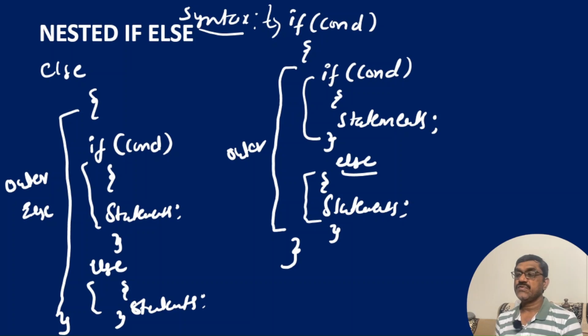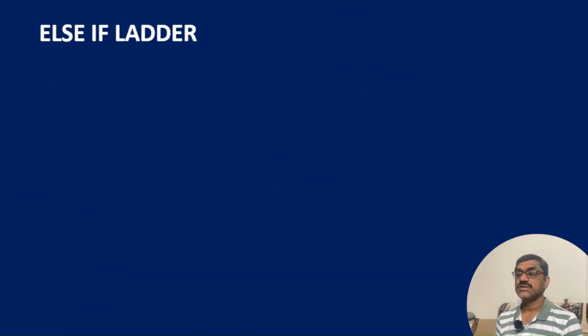If the first if is false, then it goes to the else block. Within the else block, again we are checking the inner if. If it is true, then the statements are executed. Otherwise, this else part is executed. So we'll see in detail by using a C program later. So this is the simple syntax for nested if else. Now we go for else if ladder.